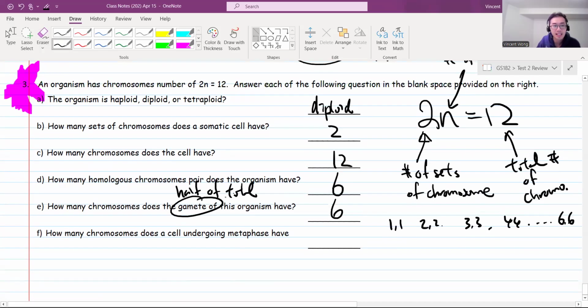Undergoing metaphase, everything is lined up. They have not separated yet. So I will have a bunch of these X's in the center of the cell. 12.